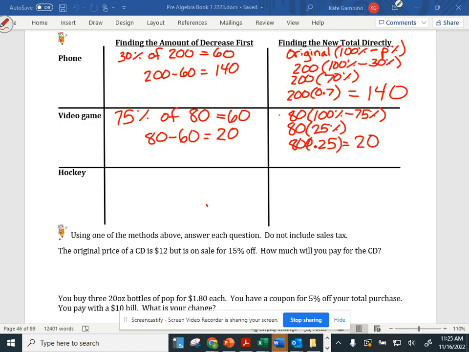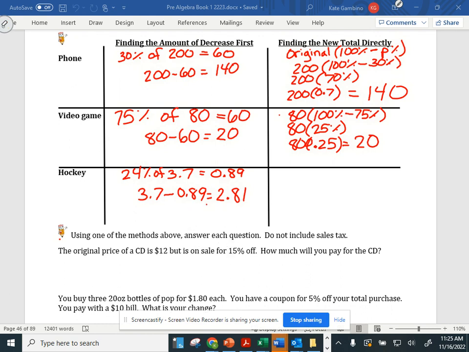Okay. For the hockey, he had let in 3.7 goals and he wants to decrease by 24% of that. So 3.7 times 0.24 gives us 0.89. So we take that 3.7 and we subtract out that 0.89 and it gets us 2.81.